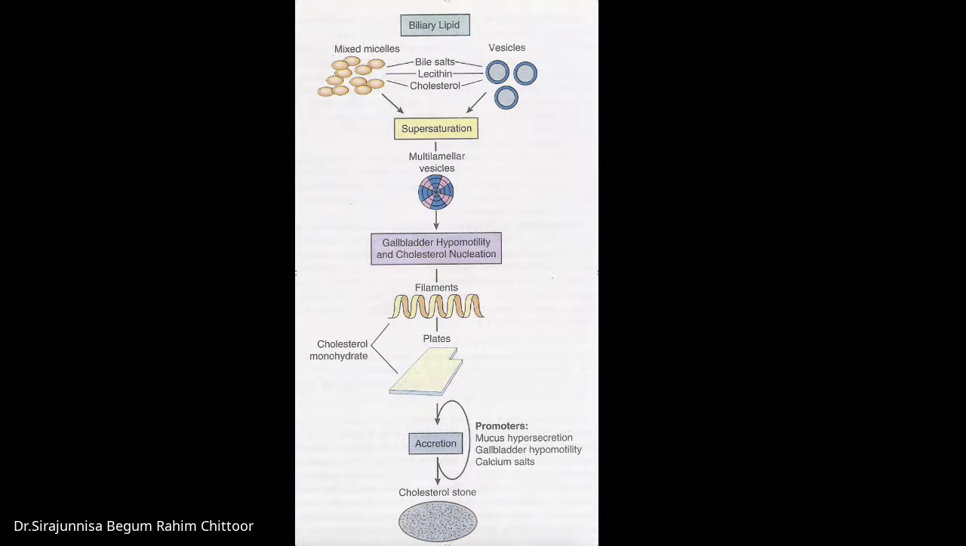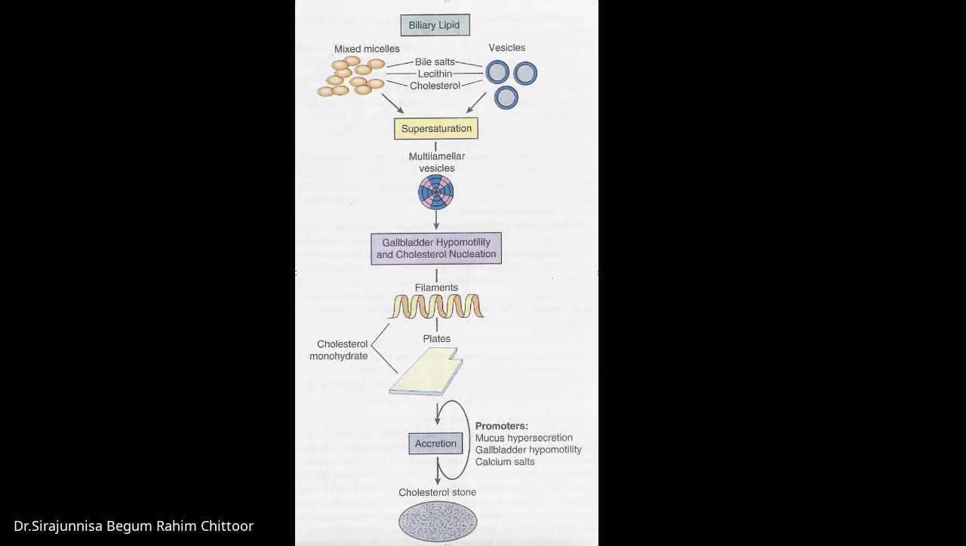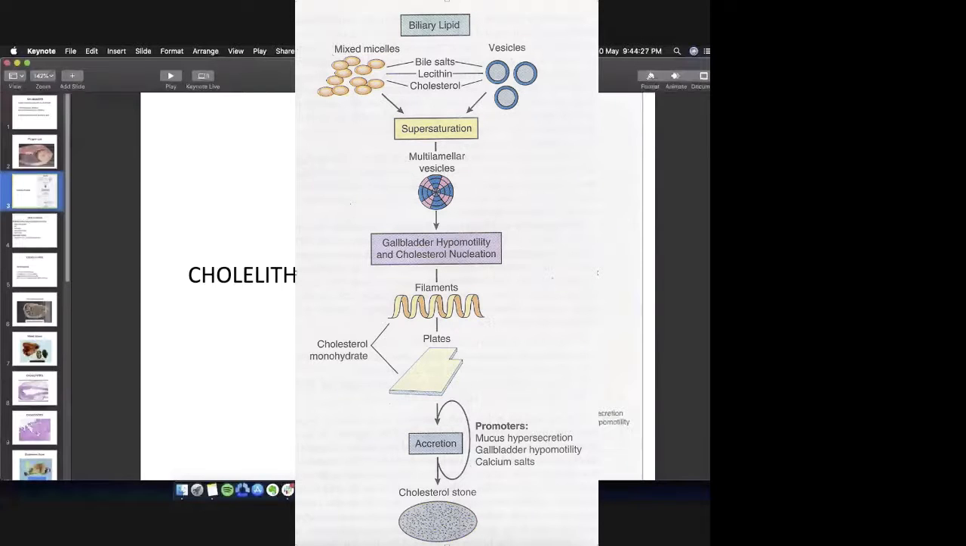Among these, more than 50% are cholesterol monohydrate stones. 10% are pigment stones. They are nothing but bilirubin added to calcium salts. The majority of gallbladder stones, otherwise known as cholelithiasis, remain asymptomatic for decades together.